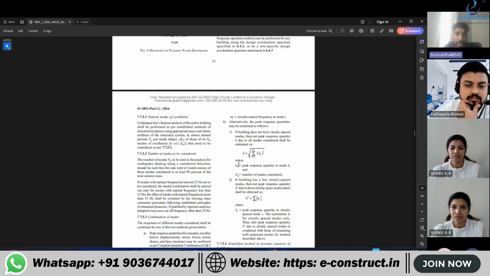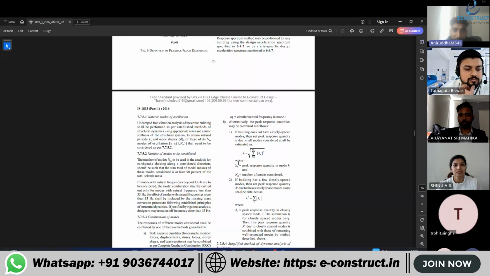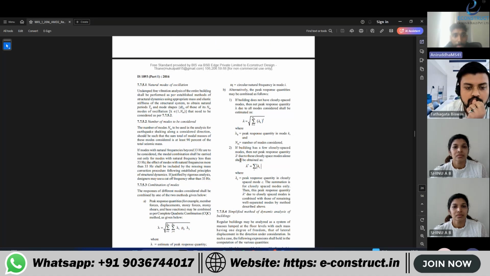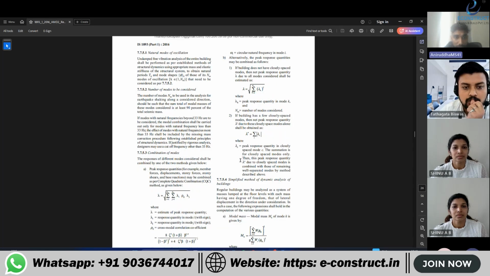In 7.7.5.1, natural modes of oscillation, undamped free vibration analysis of the entire building shall be performed as per established methods of structural dynamics, using appropriate mass and elastic stiffness of the structural system, to obtain natural periods Tk and mode shapes phi k of those of its n number of modes of oscillation that need to be considered as per 7.7.5.2, number of modes to be considered.